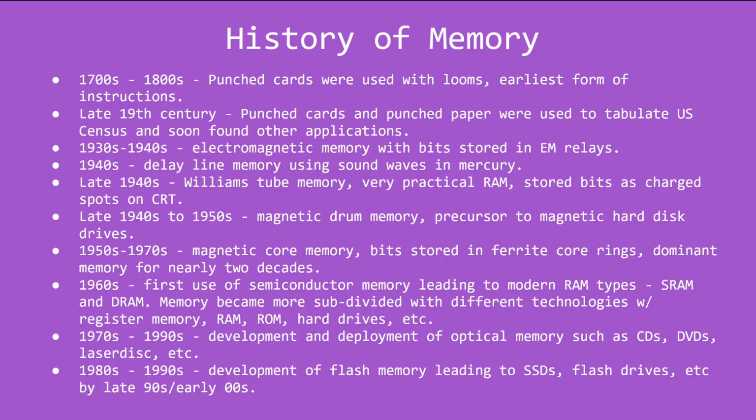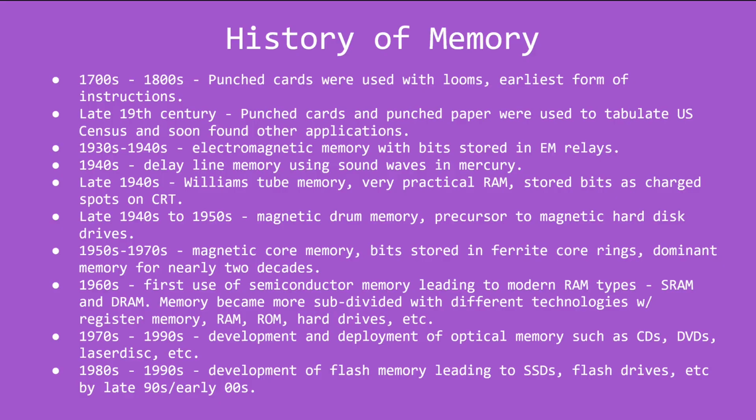Skip ahead to the 1930s, 40s. That's where electromagnetic memory started to become a thing. Bits were stored in electromagnetic relays, which were already a technology at this time. At the same time, in the late 40s, really early 50s, you had a thing called delay line memory that used sound waves and mercury, a really far out technology that didn't last that long, but it was used on the UNIVAC 1.